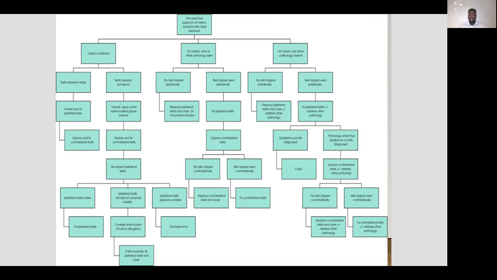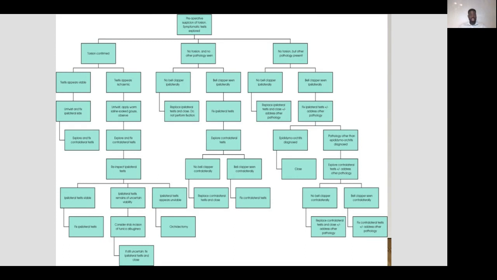And I'm sure, given that we have different backgrounds, we've got different local guidelines on what to do for this. It would be nice to drop them in the chat so we can see what people do in their centers. If you see bell clapper, ipsilateral, fix that and address the other, plus or minus address the other pathology.